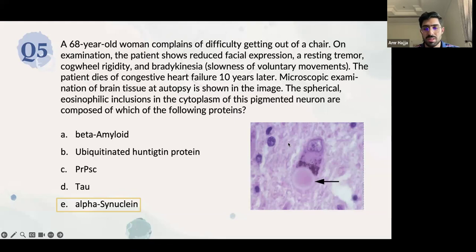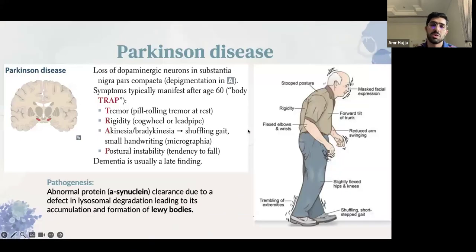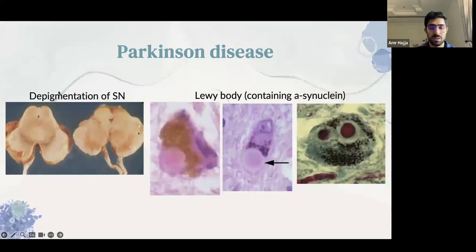Now let me go ahead and explain quickly about Parkinson's disease. Parkinson's disease is a neurodegenerative disease characterized by loss of dopaminergic neurons in the substantia nigra. The dopaminergic neurons are the ones responsible for its colorful brownish appearance, which is seen here. This is a normal substantia nigra. And here, because of the loss of the dopaminergic neurons, there will be depigmentation of the substantia nigra. This is important to know about Parkinson's disease.